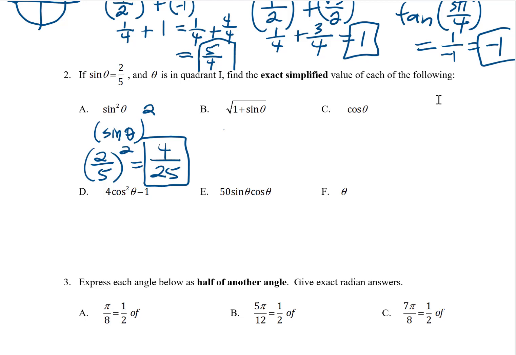Letter B looks like just a straight substitution. I'm going to replace the sine theta with 2/5.